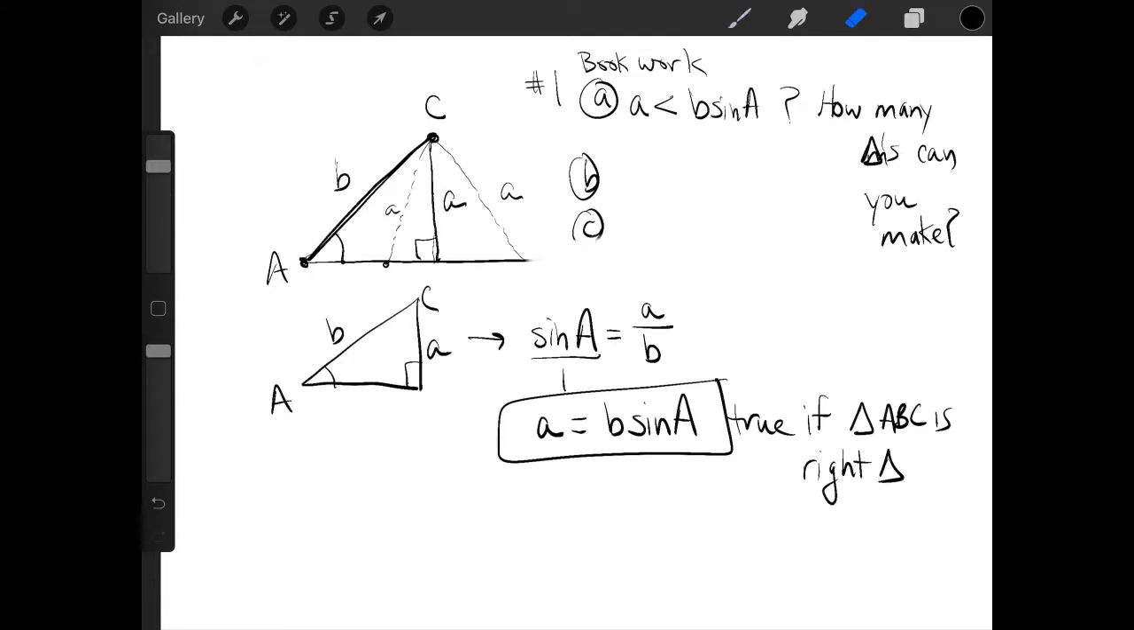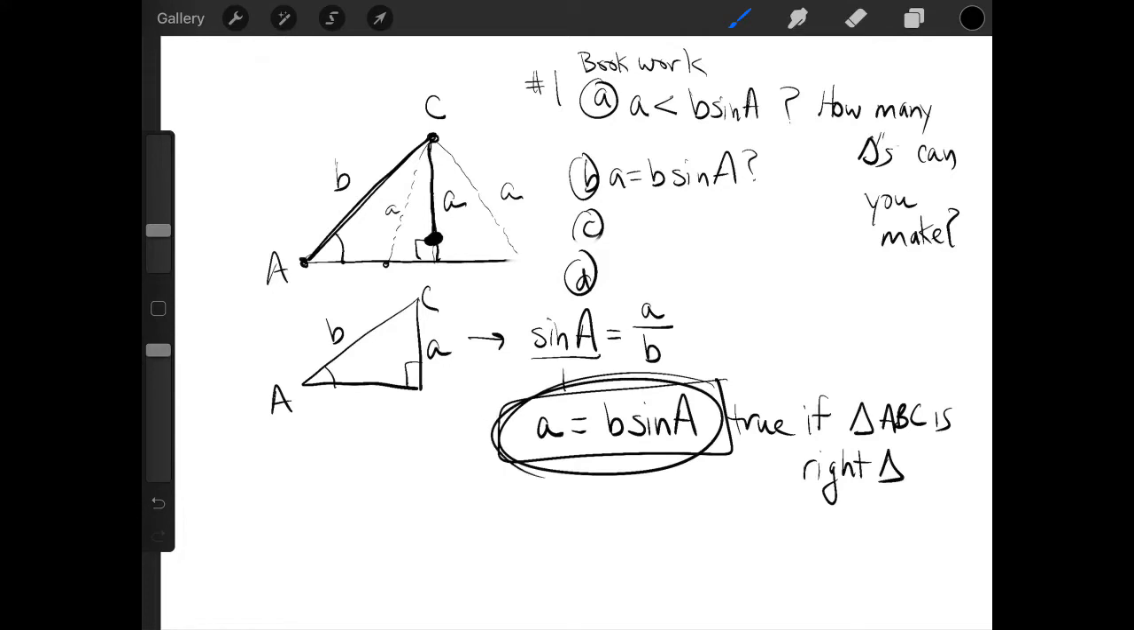So you have to think, what if a was shorter? It only went to here. It didn't go all the way down to make a right triangle. How many triangles do you think you could make? I'm not going to answer it for you. You can think about that. What about if these two were exactly equal? We already answered that here. There would just be one right triangle. One triangle.